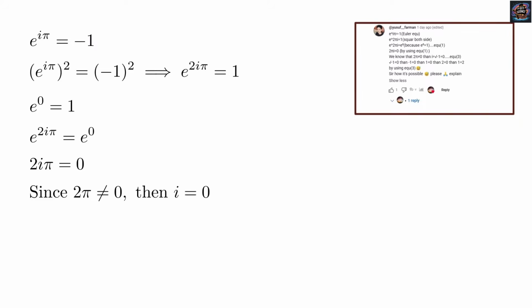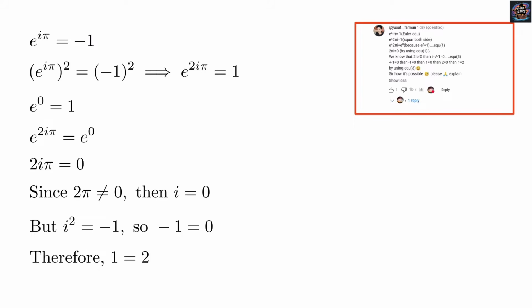Now we know that 2 pi cannot be equal to 0. So this means that iota must be equal to 0. But we know that iota is equal to the square root of -1, so this means the square root of -1 will be equal to 0. From here, you can conclude that iota squared, that is, the square of the square root of -1, which is -1, will also be equal to 0. And when you square that as well, you will also prove that 1 is equal to 0, and then you will even prove that 2 is equal to 0. But I mean, how is that possible?